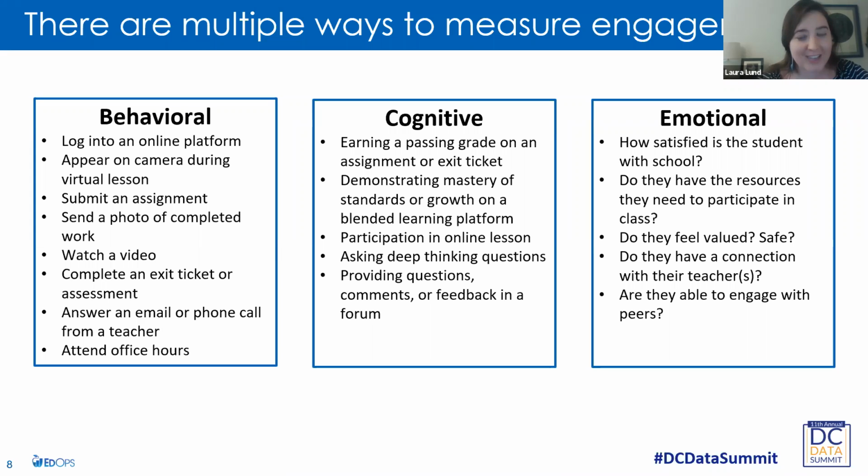And the final lens through which we can view engagement is through an emotional or socio-emotional perspective. How are students connected to our school community? Do they feel satisfied with our community? Do they feel like they have the opportunity to engage with their peers? Are they making a connection with one of their teachers or an adult in the building? That is the last lens through which we can view engagement.